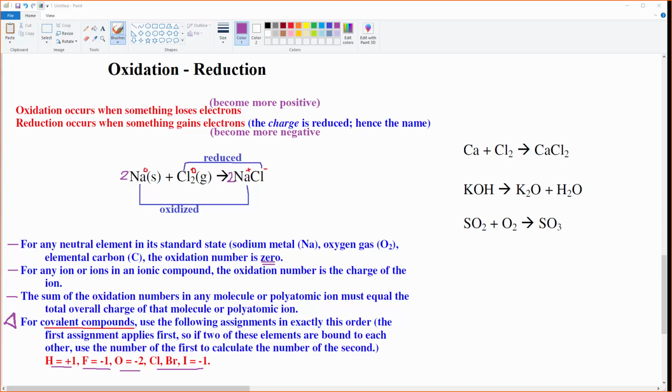So if I was just looking at individual compounds and not reactions, I can assign some oxidation numbers. It might be helpful just to practice a few of those. So give me just a minute. I've got a worksheet from a different class I'm going to pull up here that might actually be a little bit easier.